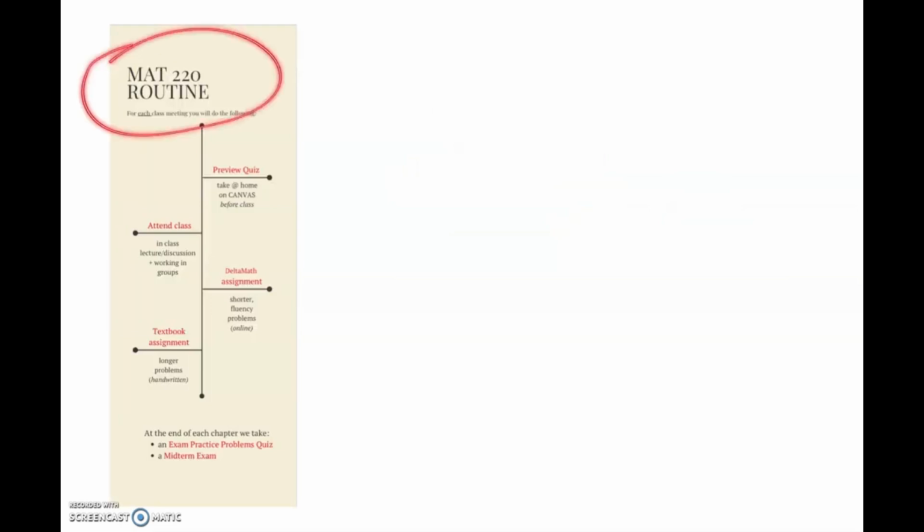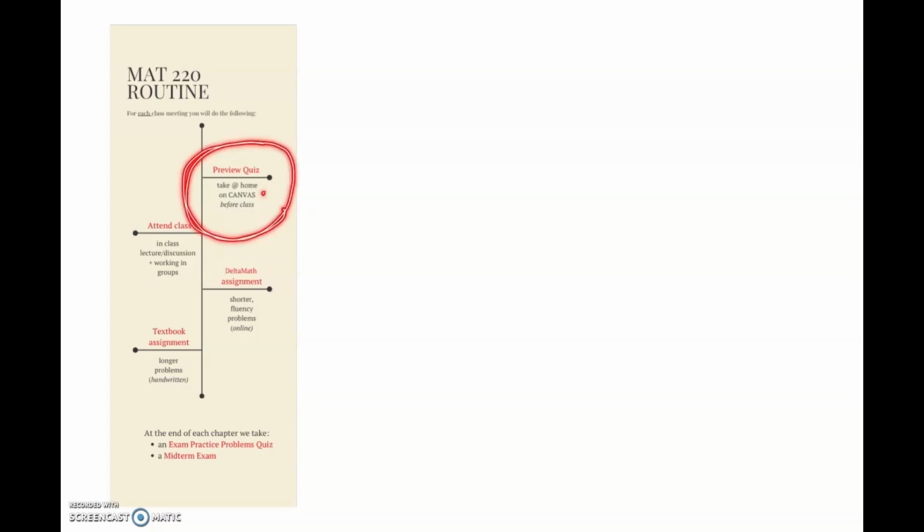So here's sort of our routine this semester. We meet twice a week, and so these types of things will usually happen 2 times a week. Before we go to class, you will take a preview quiz. This kind of primes our brains for what we're going to be talking about in class, and you take it at home on Canvas before class. When you come to class, we're going to have some lectures, some discussion, and we'll do a lot of problems together in small groups and as a class.